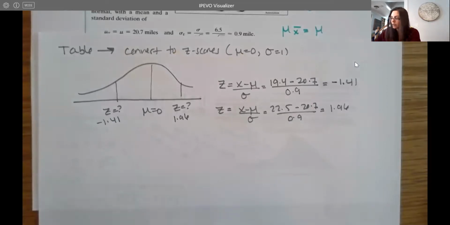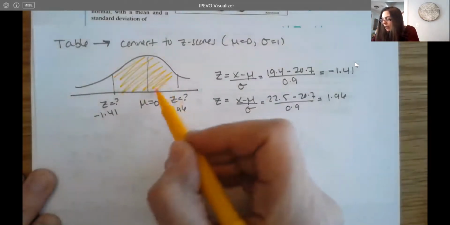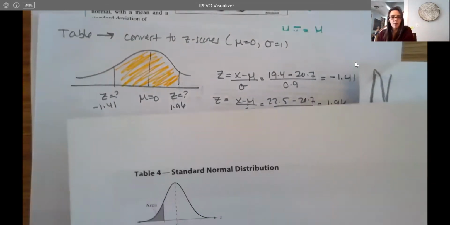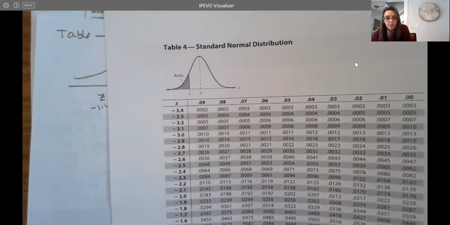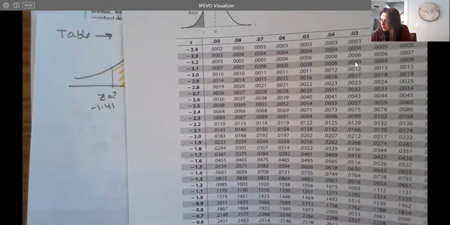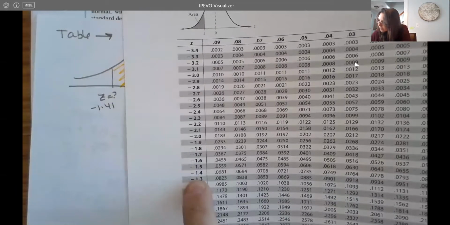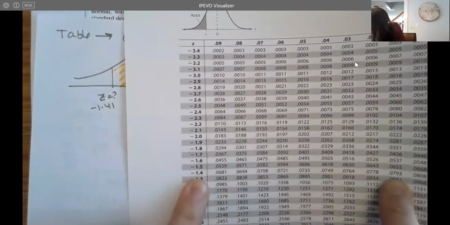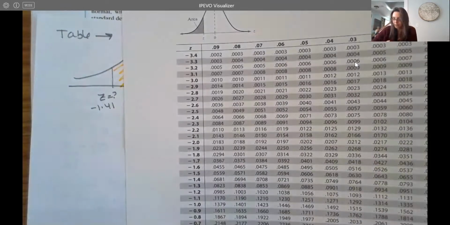Now I'm going to go ahead and use the table. I'm looking for the area here, but remember that when you use the table, they give you the area to the left. So it is tricky to use the tables. I do think it's sometimes easier just to use technology, but we're going to use the tables. I'm going to go to the table first for my negatives. So I find the negative 1.41. I have negative 1.4, and then 1 is all the way over here. So I'm looking at 0.0793.